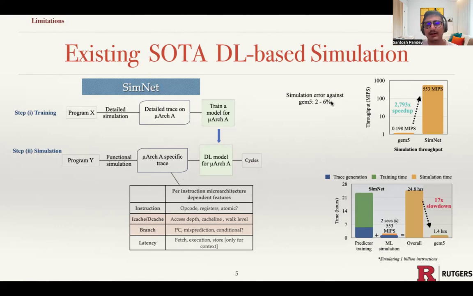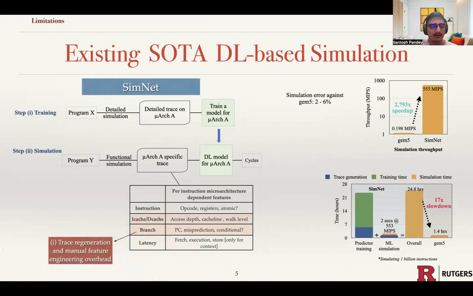The simulation error when compared against GEM5 is 2 to 6%. And if we look at the simulation throughput, they are really fast, giving us a 3 to 4 orders of magnitude speedup when we use multiple GPUs.